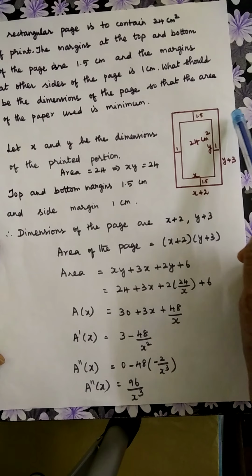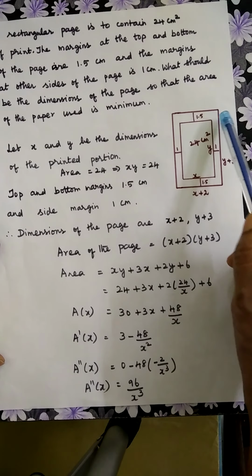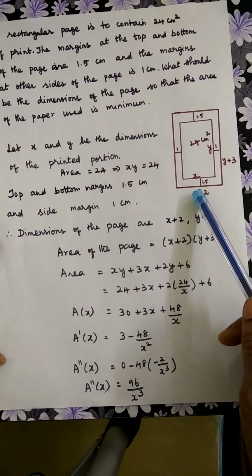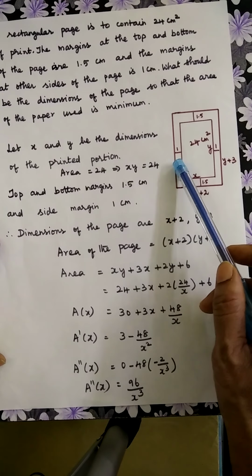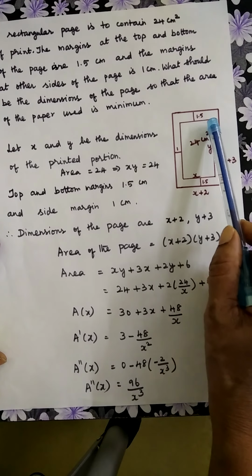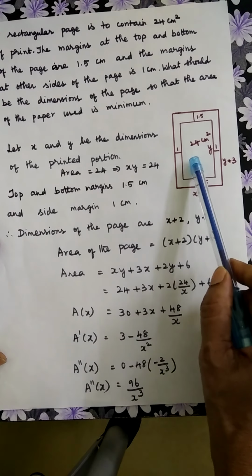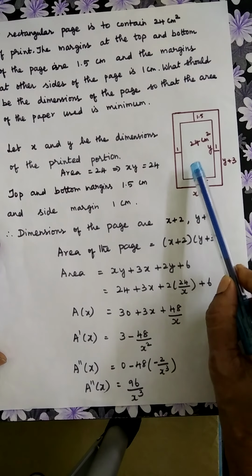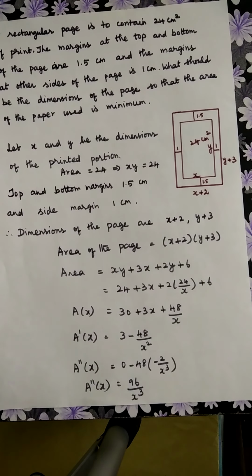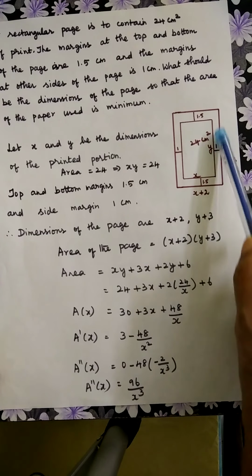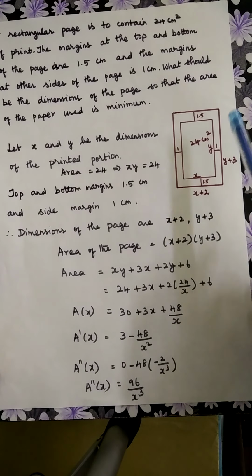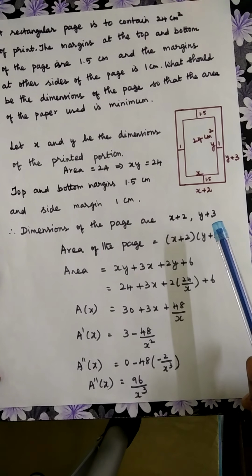So here I have drawn the diagram. This is the page. You have top margin and bottom margin. Top and bottom margin are 1.5 centimeter. Side margin 1 centimeter. So leaving margin on the sides, this is the print. The inner rectangle is the print. Area of the print is 24 centimeter square. It's given. Now you want to find the dimensions of the page, the outer rectangle dimensions, length and breadth, so that the area used is minimum.